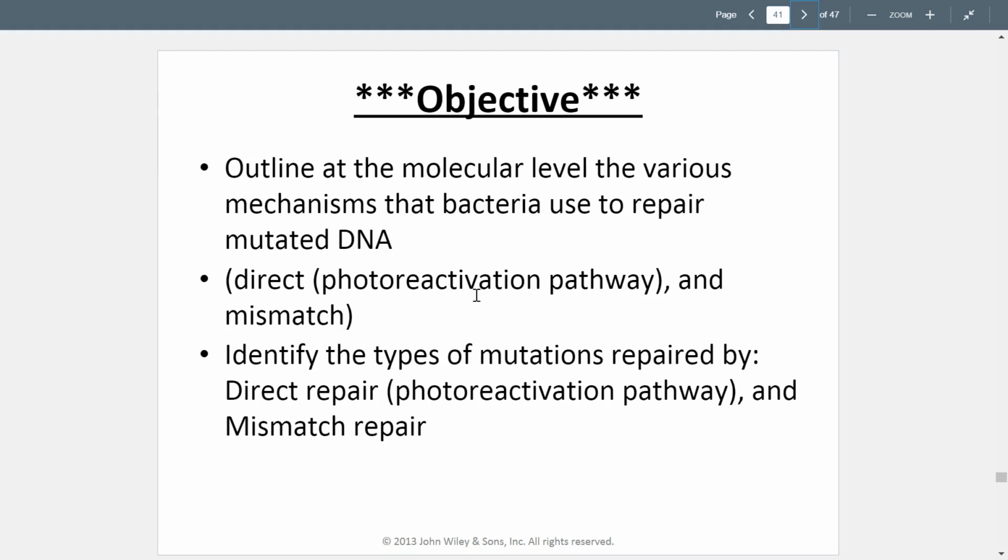Photoreactive. Light. And there's another clue in there that helps you out, y'all. This fixes damage that light causes. UV light. So that one's easy. Mismatch repair. What type of mutations do you think that fixes?